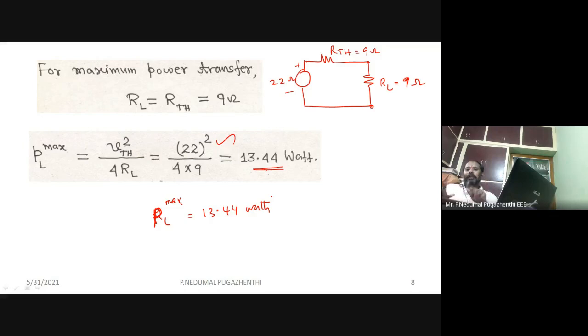Any doubts in this problem? So what is the step I have followed? I have taken my two terminal network, converted that into its equivalent Thevenin's form, then applied the condition for maximum power, RL equal to RThevenin, and substituted the values of RThevenin and VThevenin in my formula for maximum power to calculate the maximum power. Very simple. Is that clear?